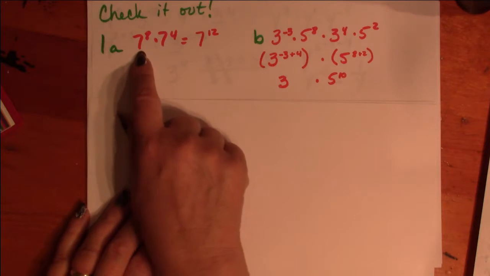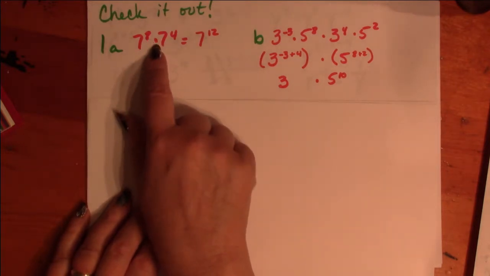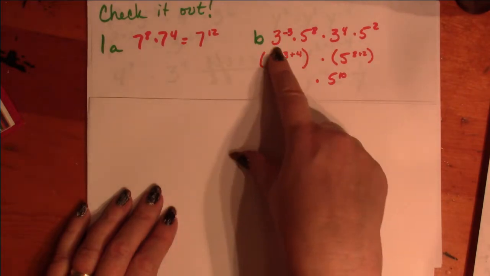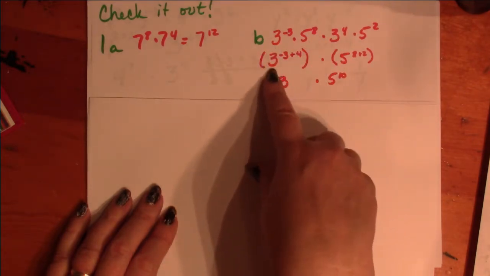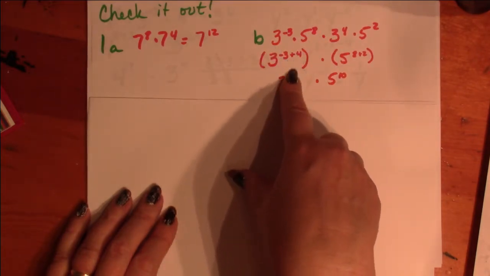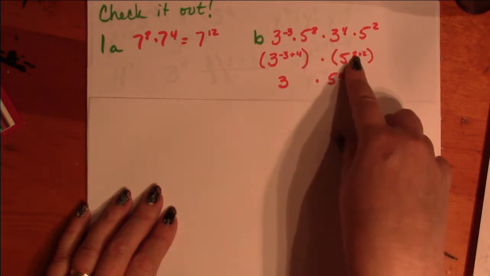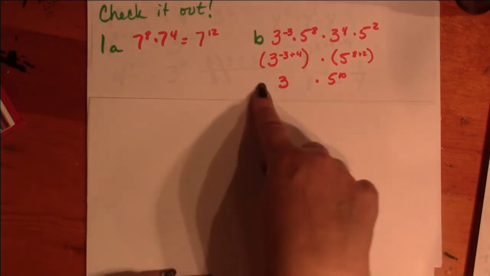Check It Out number 1a is 7 to the 8th times 7 to the 4th, which gives us 7 to the 12th. B, we're going to group our 3's together, so it's 3 to the negative 3 plus 4, which is 3 to the 1, which is 3. And our 5's are 5 to the 8 plus 2, which is 5 to the 10th, and this is our final answer.